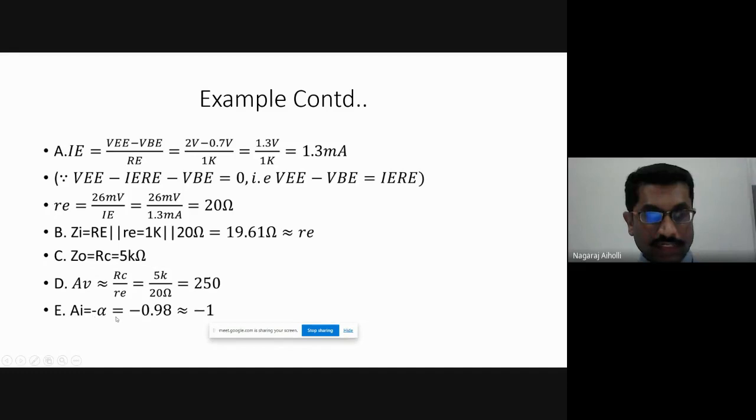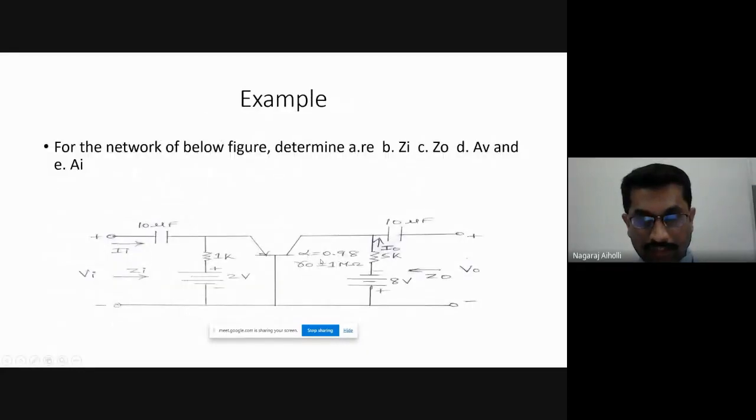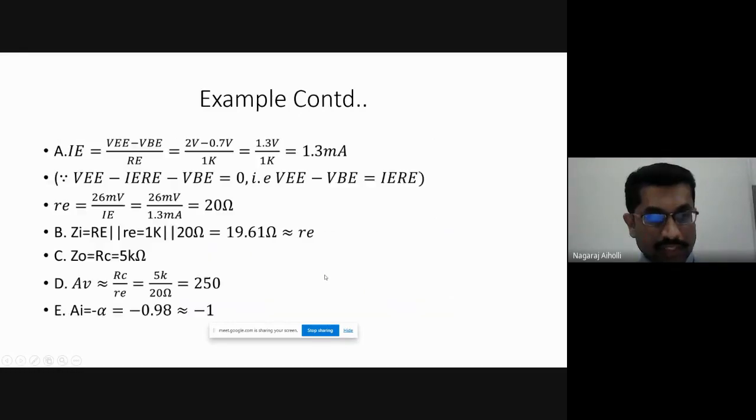Then current gain AI is equal to minus alpha. Alpha is given in the problem as 0.98. You have to go through the circuit clearly, note down all the values that are given first, and then start solving the problem. Alpha is 0.98, R0 is 1 mega ohm. They have clearly given it. AI is minus alpha, so it is minus 0.98, which is approximately equal to minus 1.